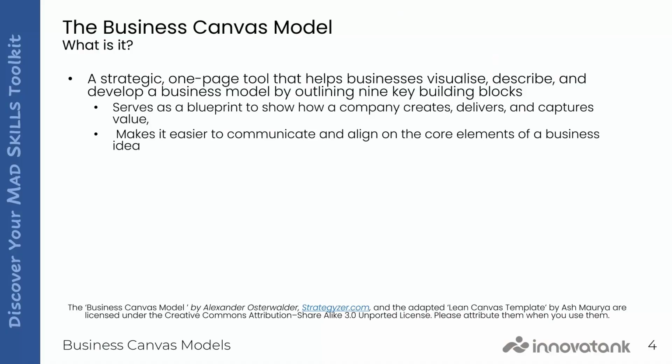more persuasive. The business model canvas is a strategic one-page tool that helps you visualize, describe, and develop a business model by outlining 9 key building blocks. It serves as a blueprint showing how your company creates, delivers, and captures value. It makes it much easier to communicate and align the core elements of the business idea. Please see the description for the full Creative Commons attribution with links for the models.